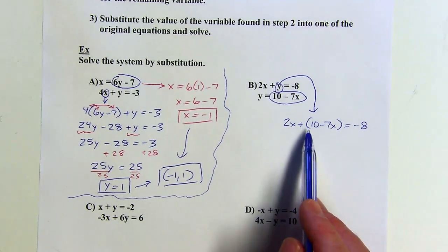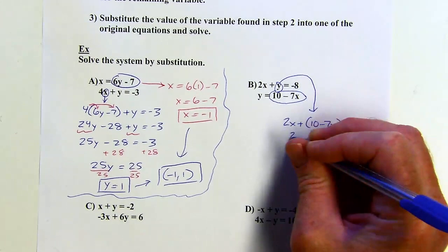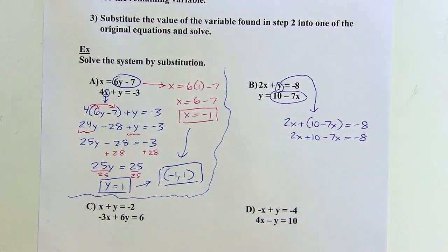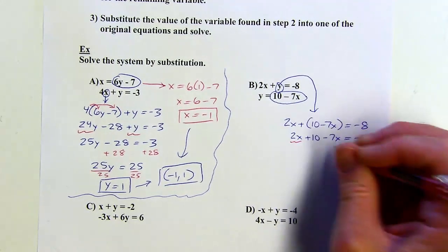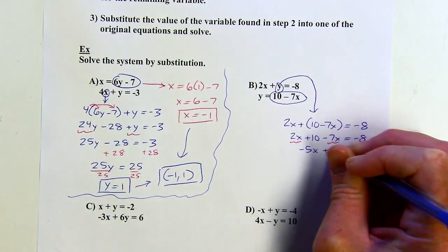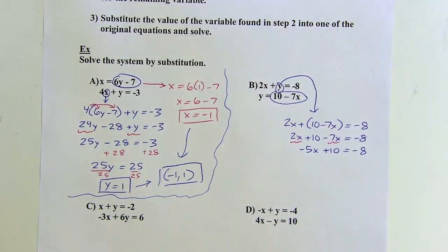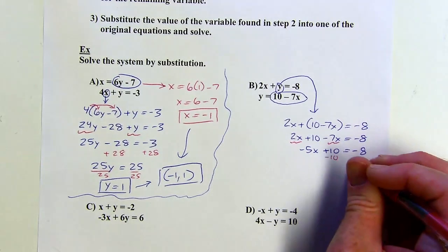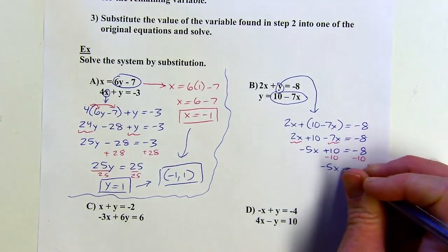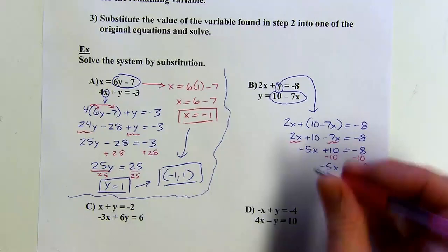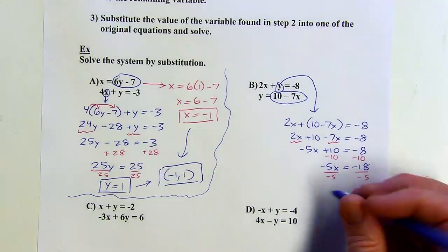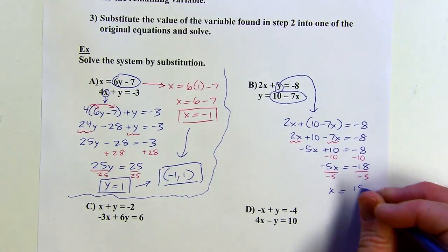Now, there's nothing to distribute here except a positive 1. So this would look the same without parentheses in this case. All right, and then I'm going to start combining like terms. All right, next I'd want to subtract 10 from both sides to start isolating the x. And finally divide by -5. Okay, and then a negative over a negative is positive.